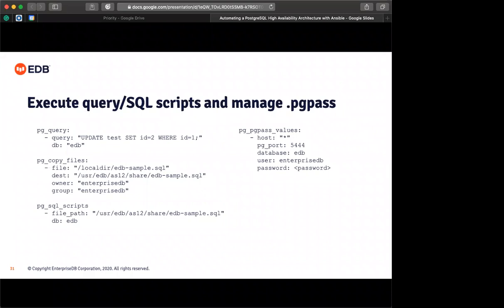And let's suppose you want to manage the pgpass files. pgpass is a way to manage passwords on the server itself, so that the application or the services you're running on Postgres on the server can make a connection to the database without prompting for a password. pgpass is a way to pass that password to the application so that it can connect to the database. You can manage those easily with the collections which we have.